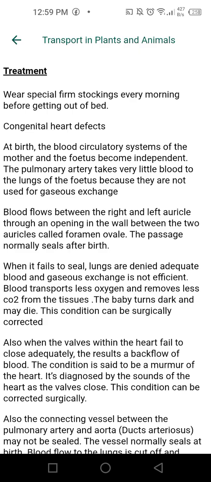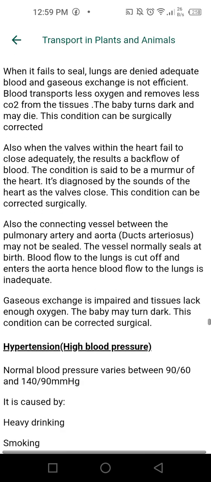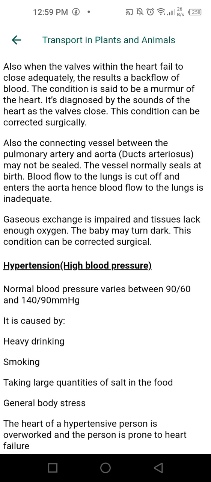Blood transports less oxygen and removes less CO2 from the tissues. The baby turns dark and may die. This condition can be surgically corrected. Also, when the valves within the heart fail to close adequately, the results are backflow of blood.